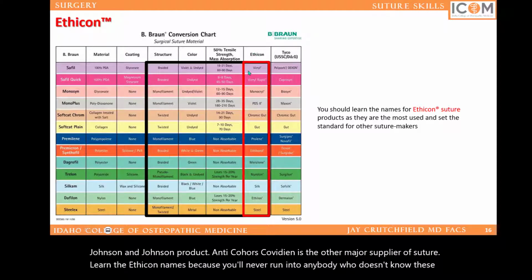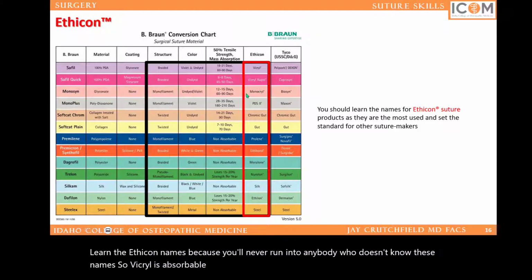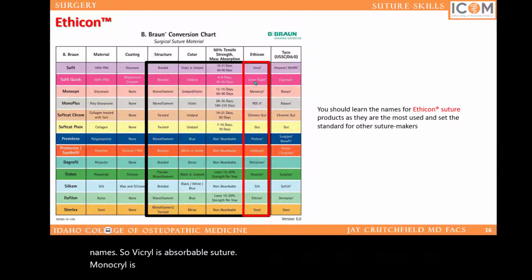So Vicryl is absorbable suture. Monocryl is an absorbable monofilament suture. PDS is a monofilament suture that's absorbable. And here's the days it takes for them to dissolve. You don't need to memorize this. You'll learn this in time.